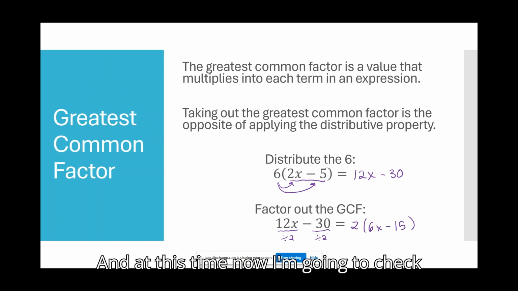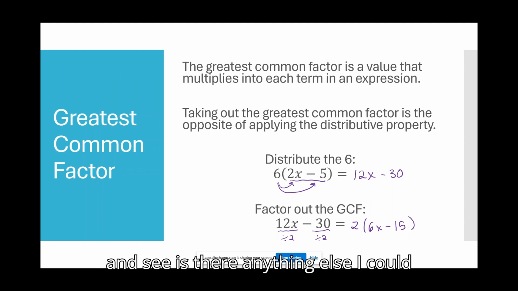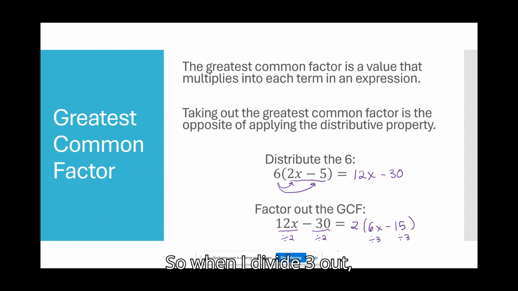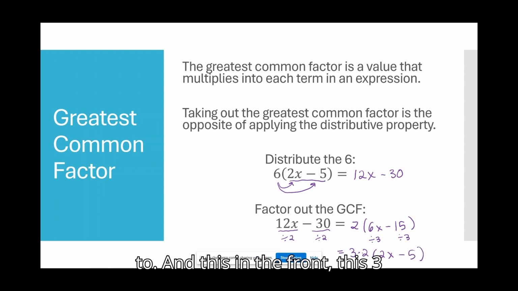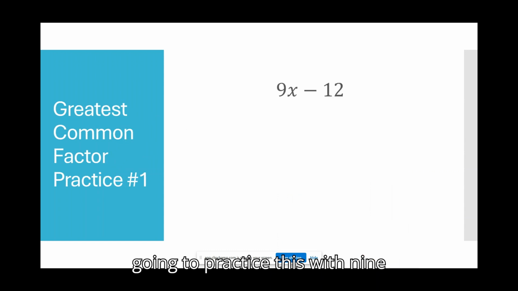And at this time, now I'm going to check and see, is there anything else I could take out? I can take out a 3. So when I divide 3 out, I'm left with that 2x minus 5 that we knew we were going to get to. And this in the front, this 3 times 2 is just going to become our 6. That's our greatest common factor. So we're going to practice this.